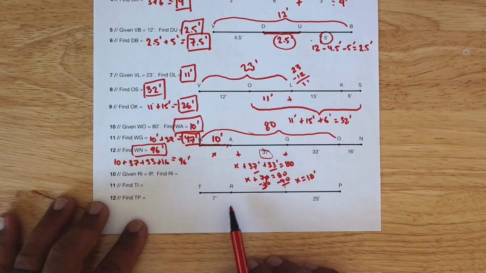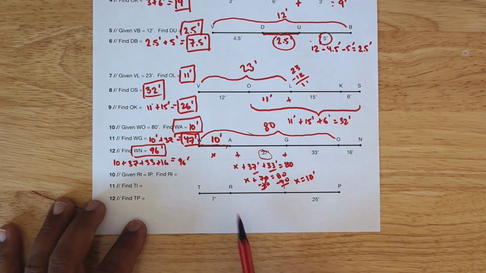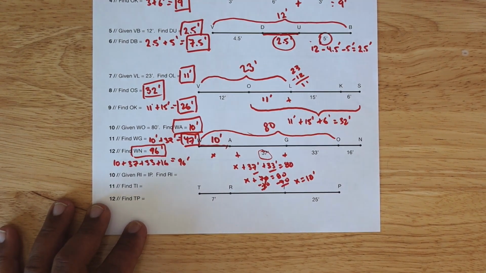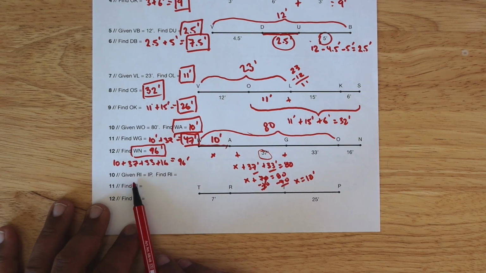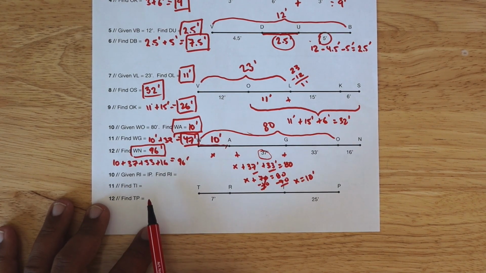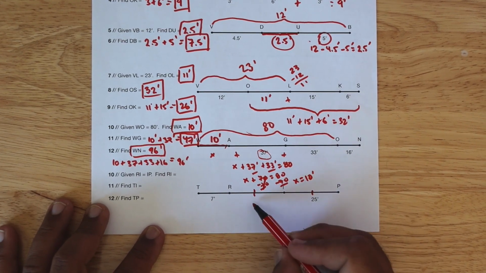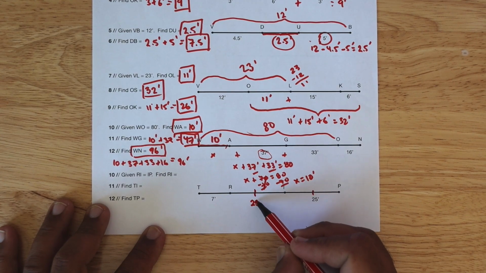Hopefully I didn't make too much of a mess for the bottom ones. That's 7. Don't know that. That's 25. Let's see what info I've got. I'm told that RI equals IP. So this one is the same as this one. So if that's 25, that must be 25.